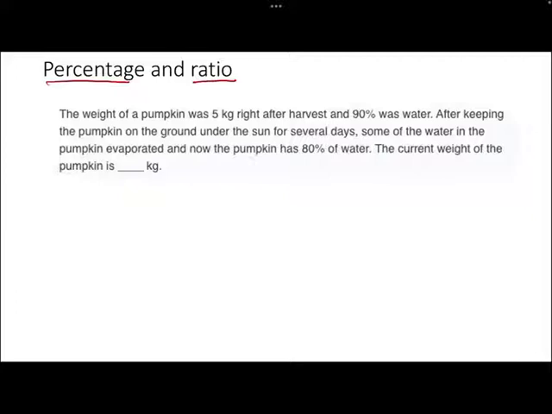Let's read the question first. They got a pumpkin, which is 5 kilos after harvest, but 90% of it is water. When we see 90% is water, very naturally we think the other 10% will be the pumpkin fruit. The meat of the pumpkin is 10%. That's very easy to understand.